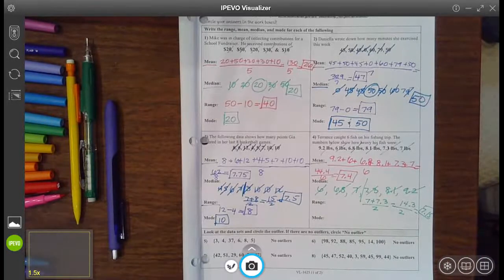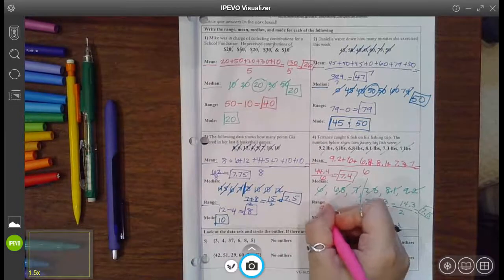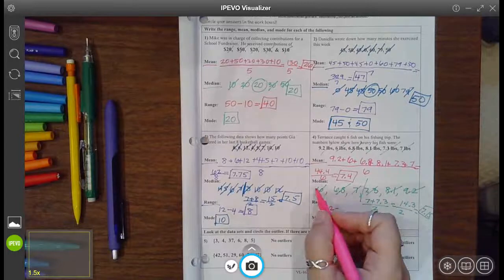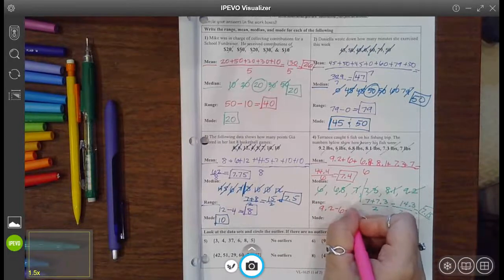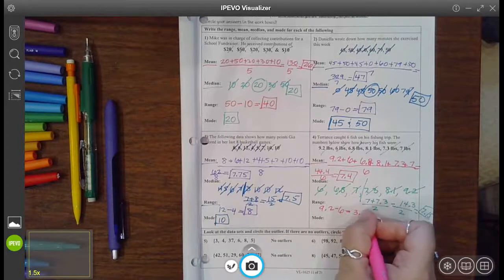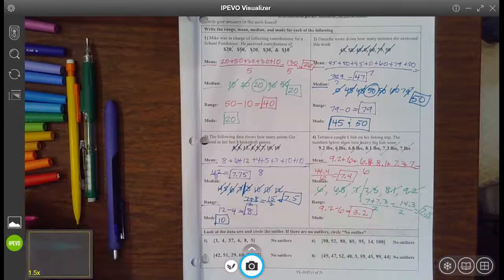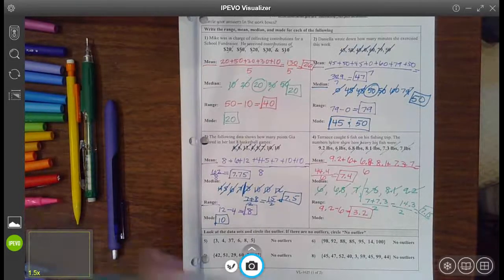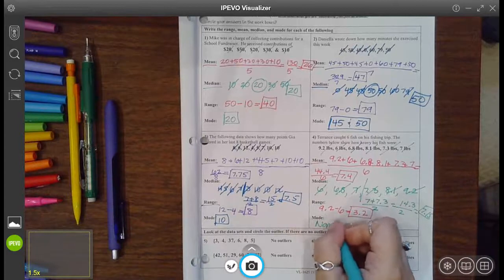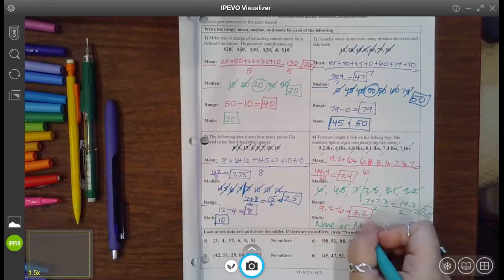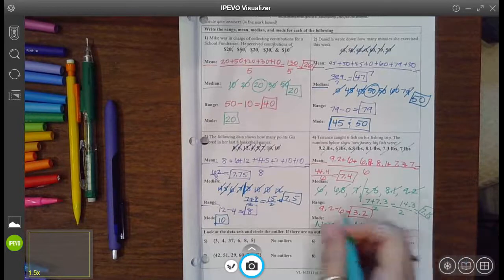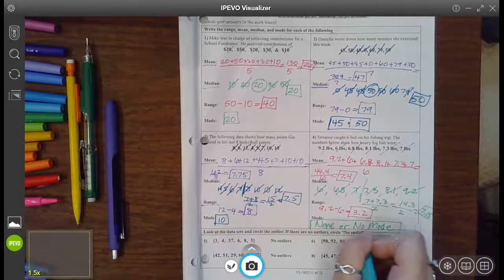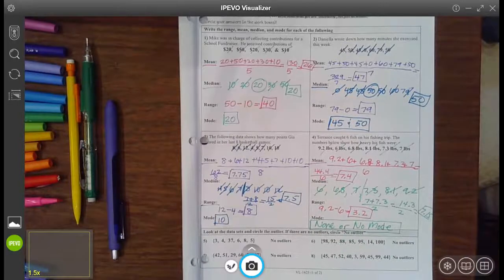All right, your range, you take the biggest, which in this data set was 9.2, minus the smallest, which in this data set was 6. Subtract them, find the difference, you get 3.2. Finally, the mode, if you look at it, none of them happen more than once. They all happen the same number of times. So then your answer would be none, or some multiple choice say no mode. Okay, there is no mode for that one because they all occurred the same number of times.